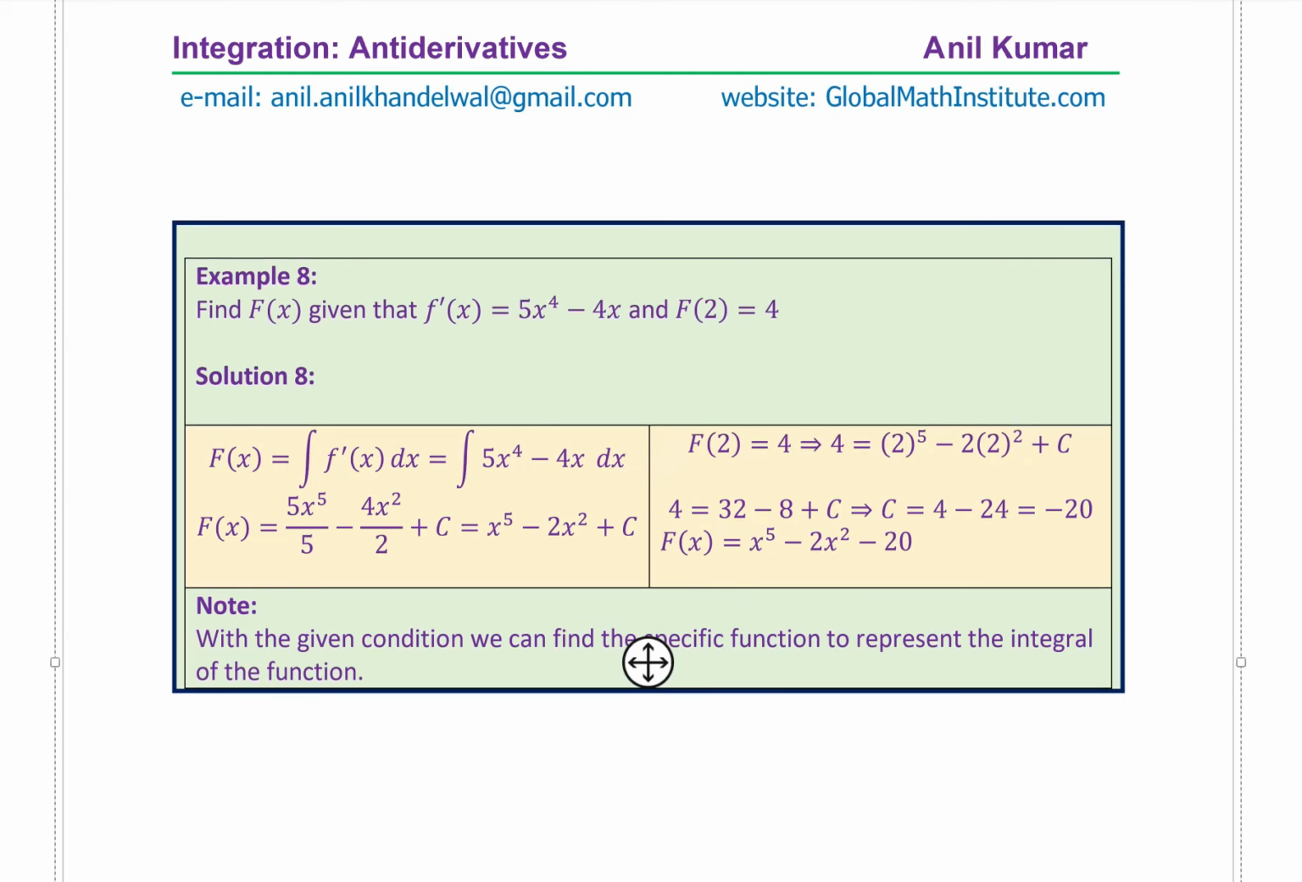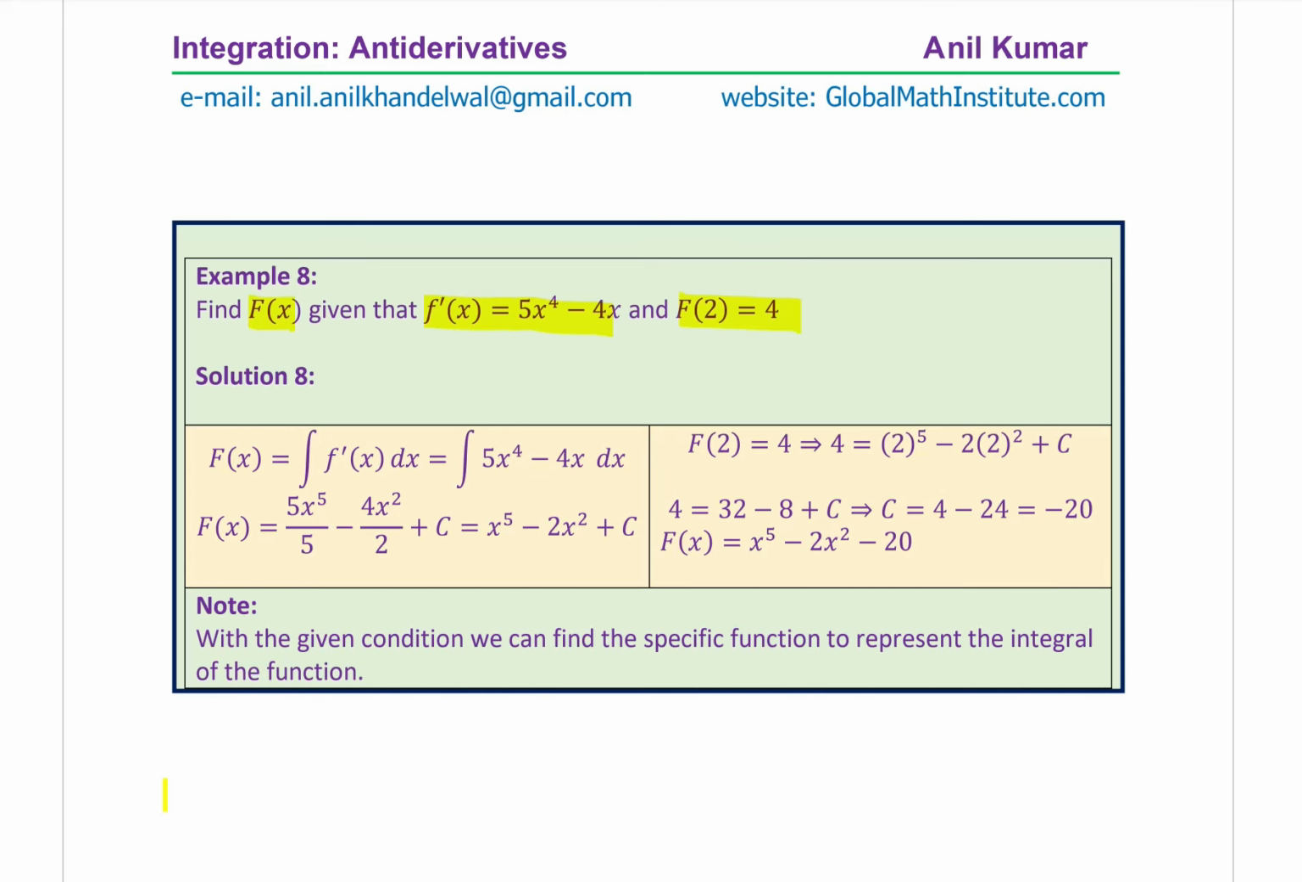Now in these cases also, we could have specific solutions if we are given some boundary or initial conditions. So in example 8, find f of x given that the derivative is 5x to the power of 4 minus 4x and f of 2 is 4, right? So on the curve at 2 the value is 4. So we are given the derivative, we'll do the antiderivative and so find the function itself.